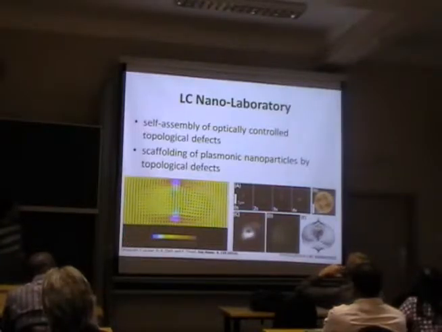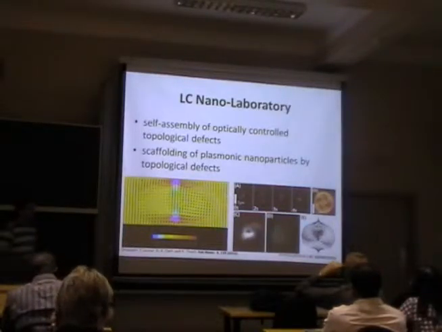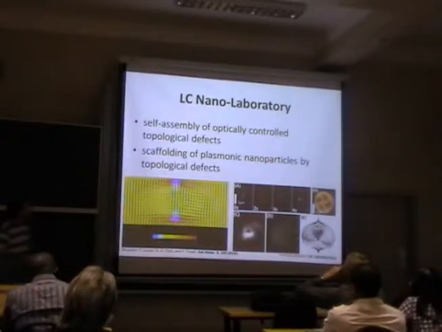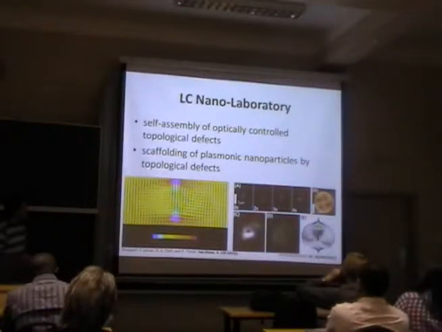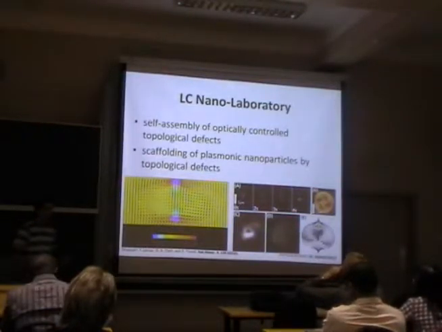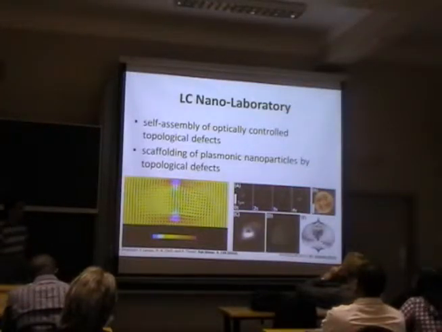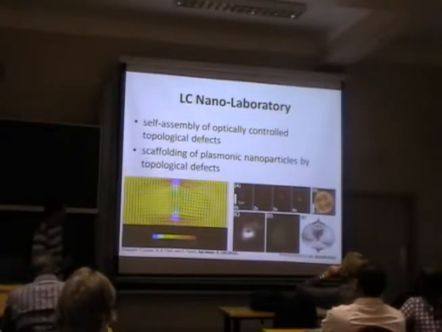So the idea is that the tauron is a self-assembly of liquid crystal defects, and I can use them to control nanoparticles. In the past, people have shown scaffolding of plasmonic nanoparticles by liquid crystal defects that were stabilized by colloidal inclusions. Here is a system where we don't have a colloidal inclusion, but the defect structure is stabilized by chirality. So it's kind of a neat system to play with.